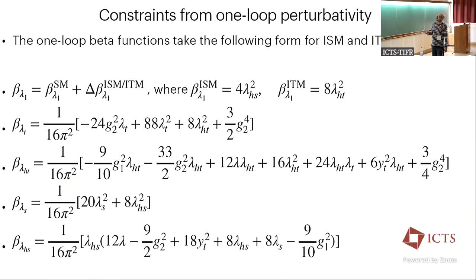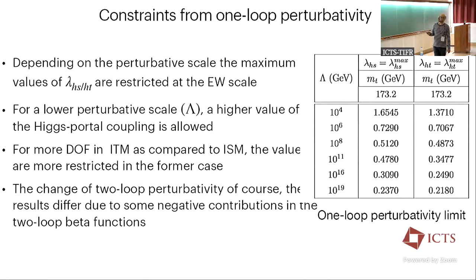Now, when you consider all of that, what you actually see is that depending on the perturbative scale, a maximum value can be achieved. So in the table, let's say the perturbative scale is 10 to the power 4 GeV. The maximum portal coupling for the singlet is around 1.6545, and for the triplet is 1.3710. And if you go to the Planck scale, then this value is around 0.237, and this is around 0.218.